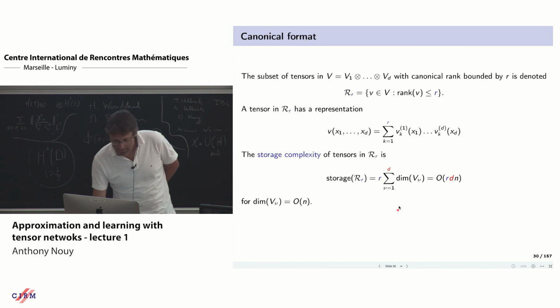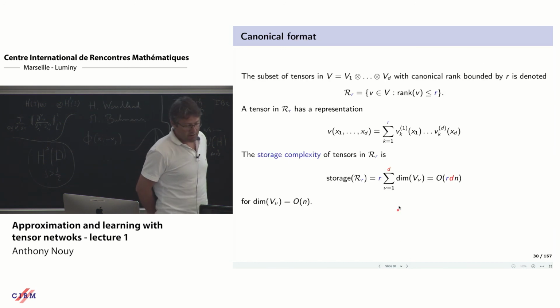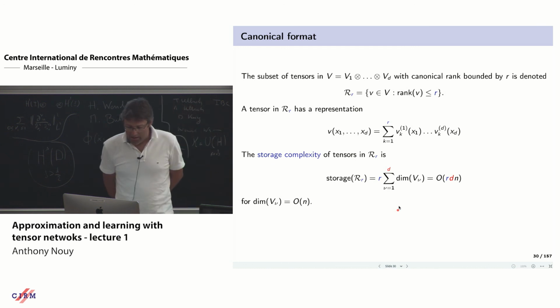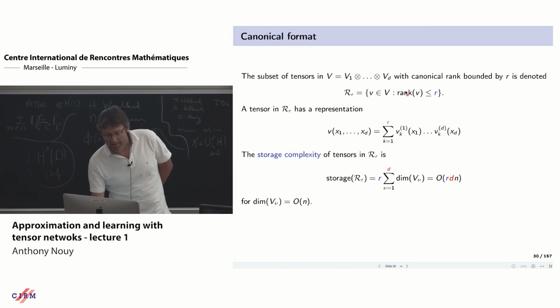Okay, so now I can introduce a set of tensors V with rank bounded by R. I fix an integer R and I consider this set of tensors. So this is the set of all functions that can be represented in this form with R terms at maximum. The storage complexity of tensors in this set is essentially R times the storage complexity of an elementary tensor.